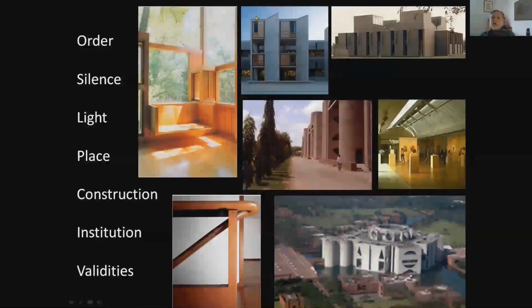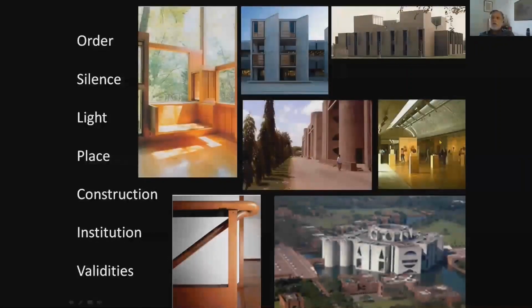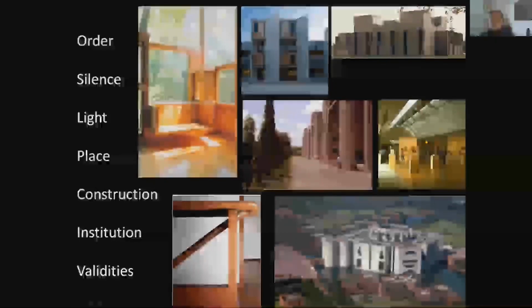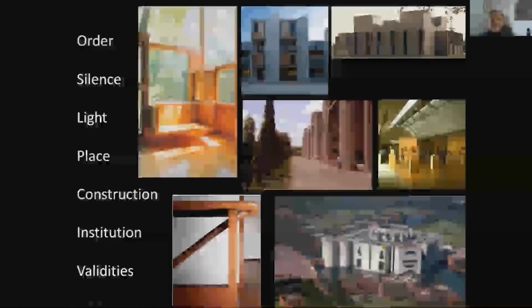Then you have the Salk Institute of Biological Research in California, the Unitarian Church in Rochester, New York, the Management Institute in Ahmedabad, the Kimball Arts Center in Fort Worth, Texas, USA, and the Bangladesh Assembly Parliament House and the whole Capitol complex in Bangladesh.